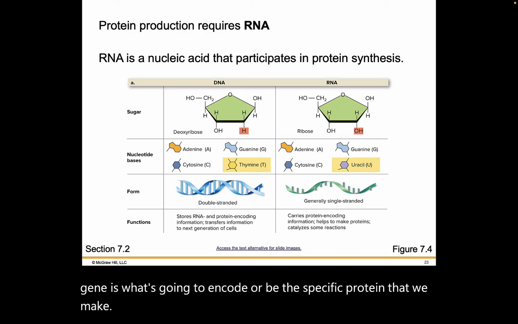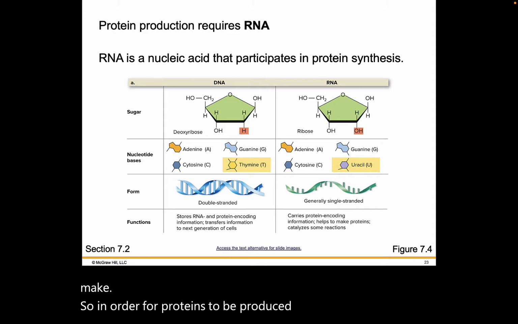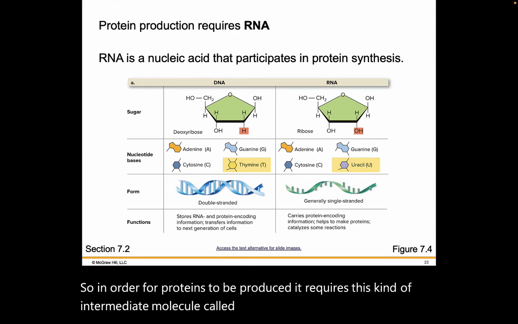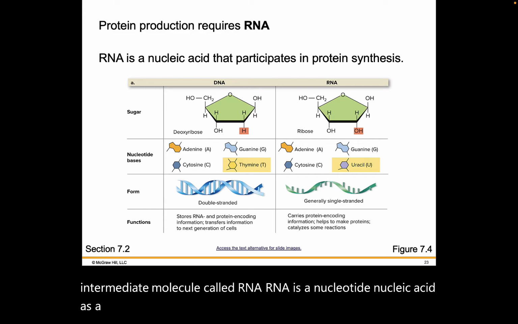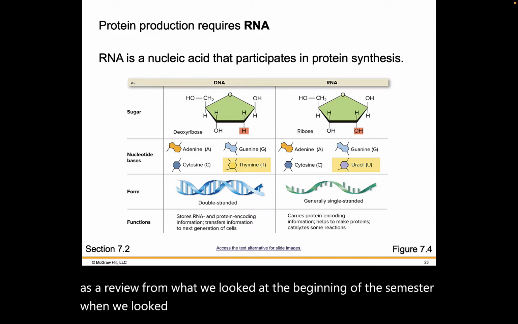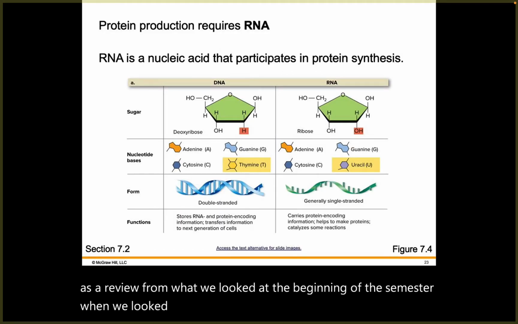So in order for proteins to be produced, it requires this intermediate molecule called RNA. RNA is a nucleic acid, as a review from what we looked at at the beginning of the semester when we looked at biomolecules. But how are they different from DNA? Well, a big part, if you look, here are the areas on the bottom. And when we're talking about 5', 3', we're looking at this as a very first carbon because this is where the base would be attached if we had the sugar. So that's 1, that's 2, that's 3, 4, and 5.